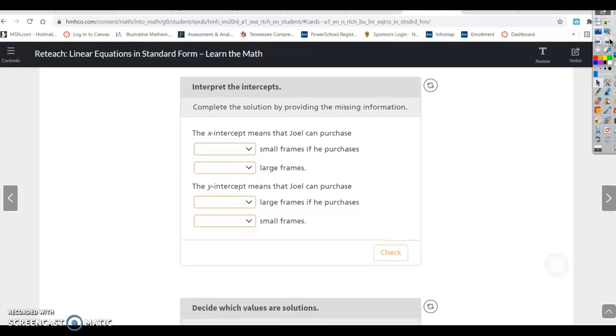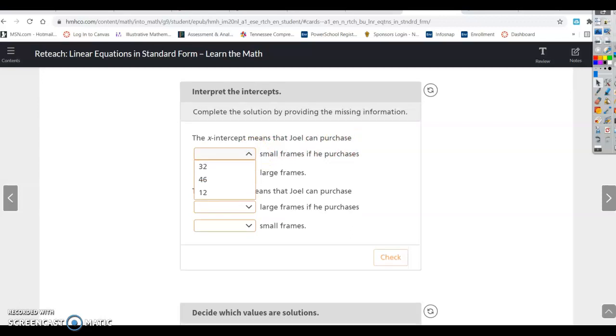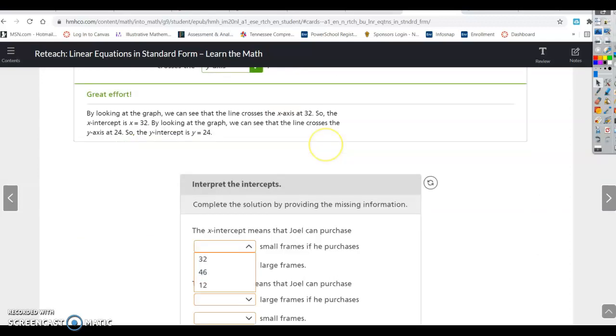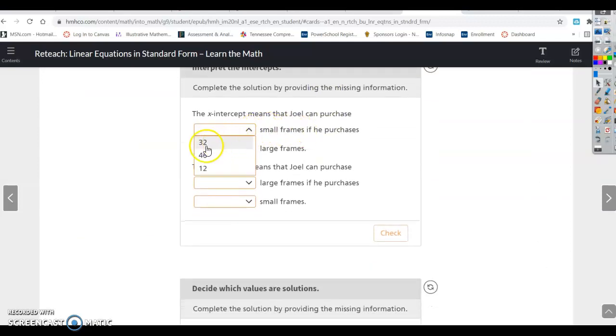Interpret the intercepts. Complete the solution by providing the missing information. The x-intercept means that Joel can purchase, again, the x-intercept was the one on the bottom, the x-intercept was about 32. So it means that he can purchase 32 small frames, because the small frames were your x, and he can purchase about 0 large frames at the same time.